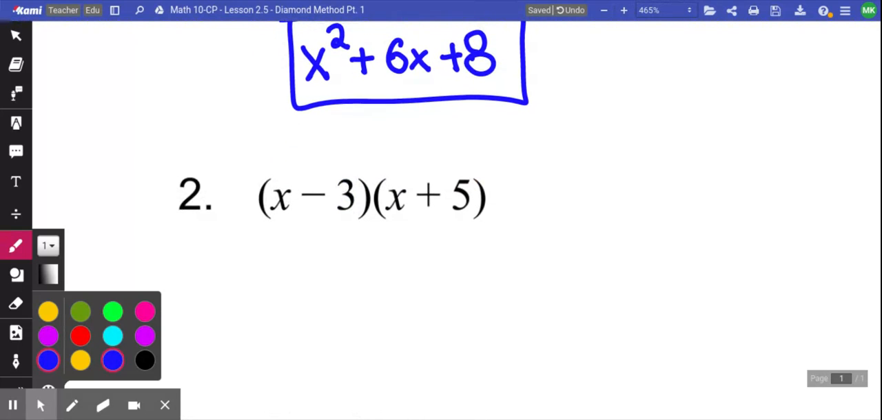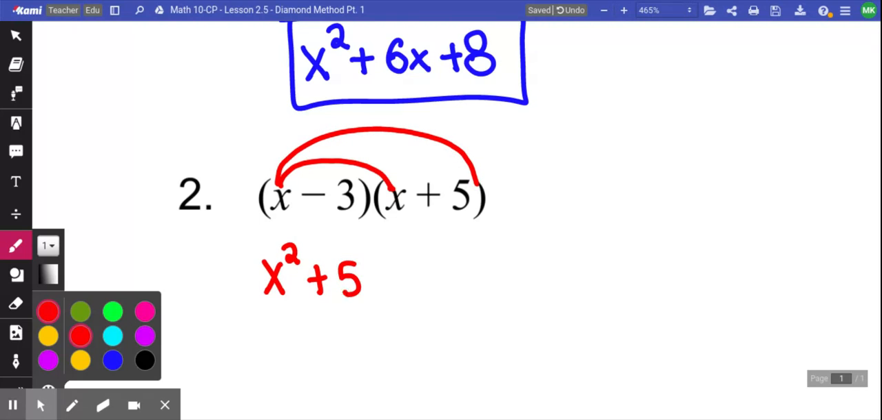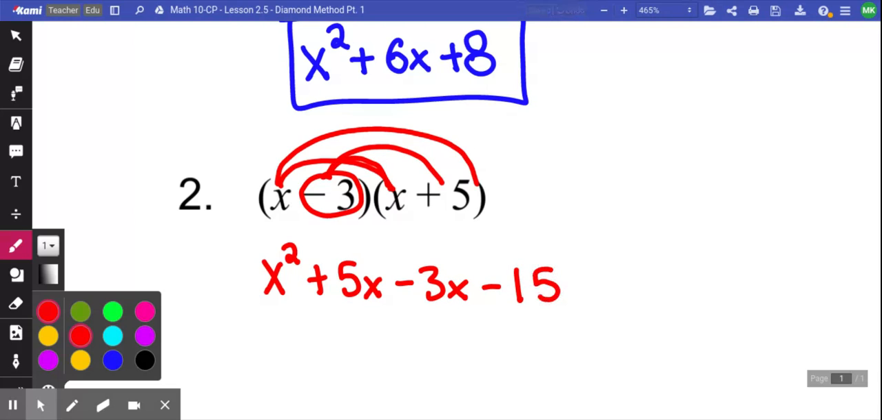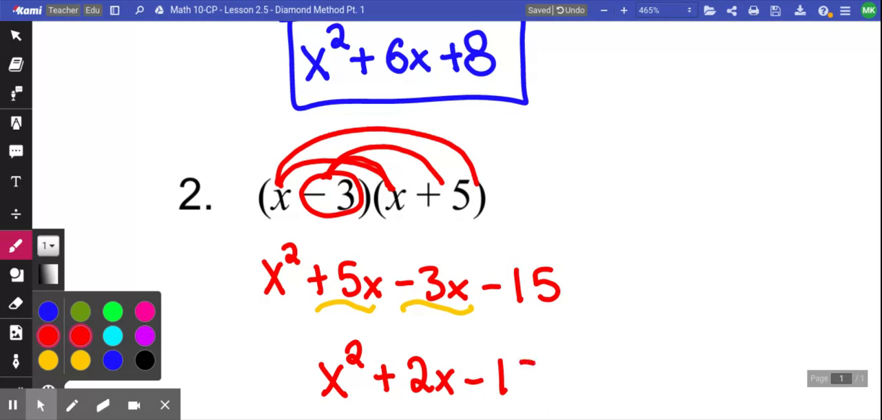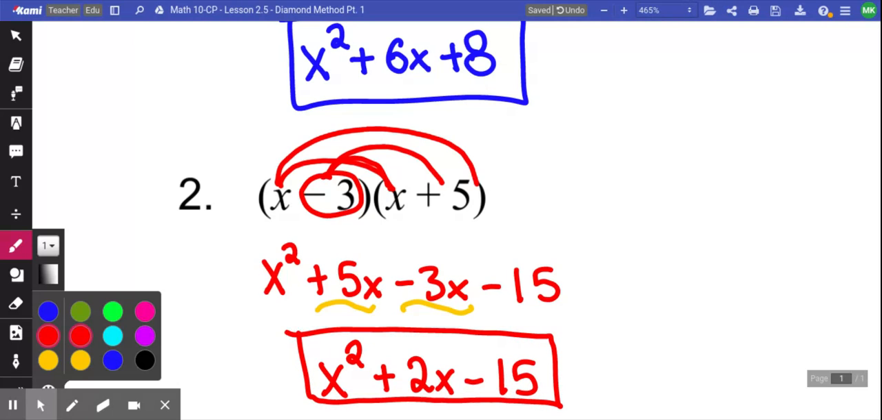If we look at part 2, we're going to do the same thing. X times x will be x squared. X times 5 will become plus 5x. Negative 3 times x becomes minus 3x. Negative 3 times 5 becomes negative 15. Again, we collect like terms. 5x minus 3x would collect to become 2x. So I have x squared plus 2x minus 15. Again, we multiplied two binomials and got a trinomial.